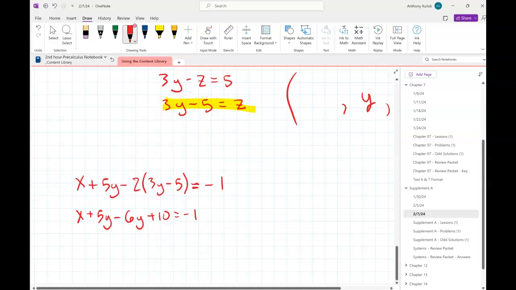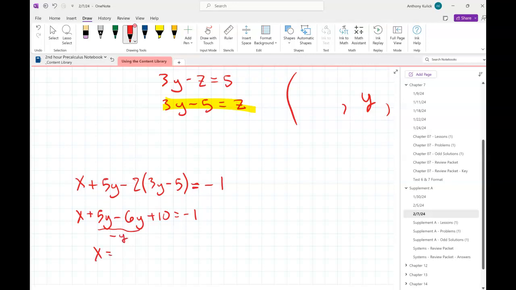And then to get the x by itself, those guys just turn into a negative y. And I add that over to get 1y. And I'll subtract over the 10 to get negative 11. So my final component then is just going to be y minus 11 for x.